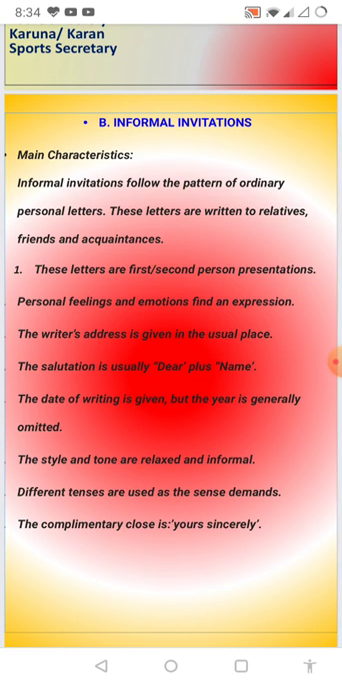Then the salutation, dear plus name. The date of writing should be there, but the year is generally omitted. In an informal letter, it's not necessary to write it, but it depends on your habit of writing. That's not wrong, but we don't write it. The style and tone are relaxed and informal. So use informal language, whatever you speak with your friends, relatives, parents and siblings. Different tenses are used as the sense demands. The complimentary closing should be there. You can write yours sincerely, or yours lovingly, or whatever you write in an informal letter.